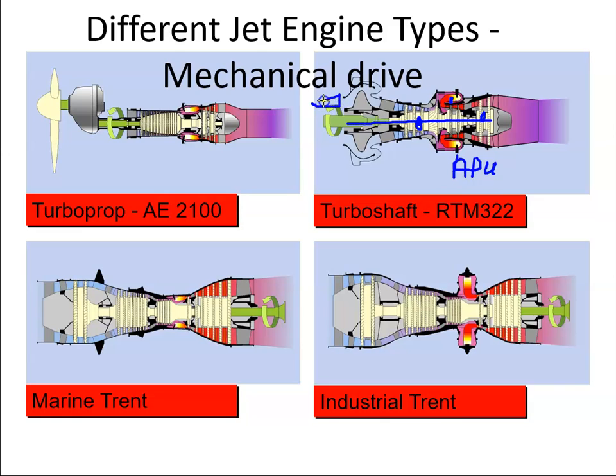So this could be the gearbox of a helicopter. There's the main rotor blades. So the engine turns onto the gearbox, and the gearbox then turns the blades. So that would be a turbo shaft.